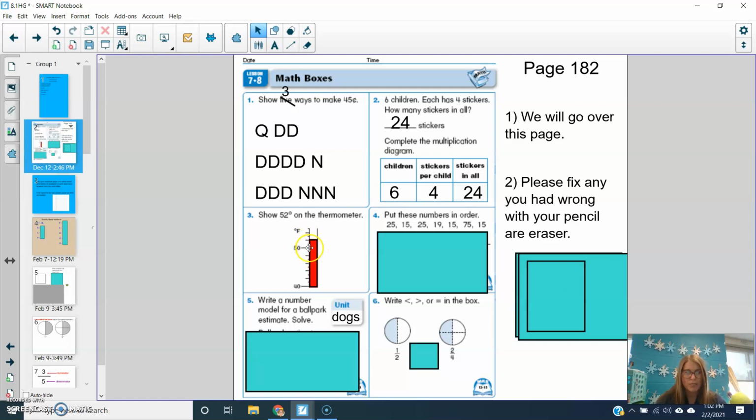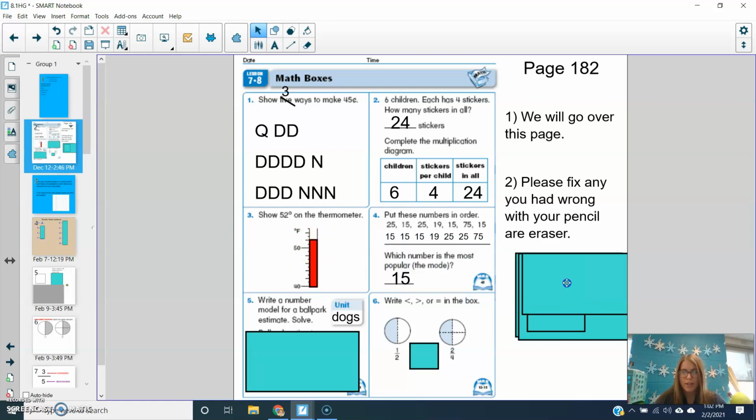For question 3, show 52 degrees on a thermometer. So yours should look something like this. For question 4, put these numbers in order. So we're doing it from smallest to largest. So I have 15 3 different times because there was 3 15s in my order. Then 19, 25, 25, and 75. Which number is the most popular, or the mode? And that would be 15.